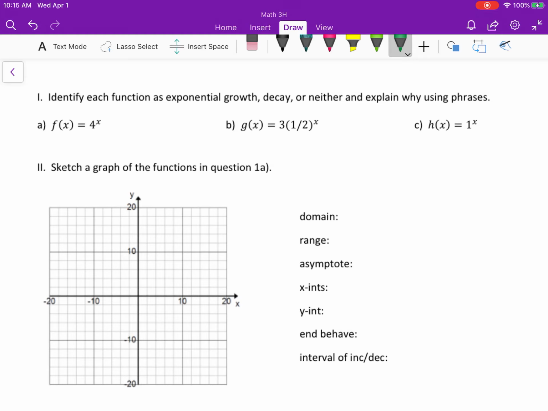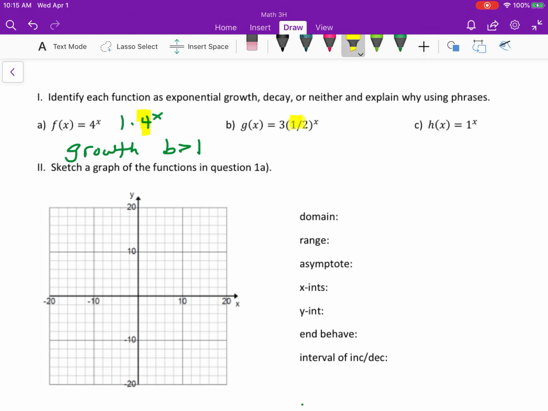Now, A is f of x equals 4 to the x. That's really 1 times 4 to the x. I like to put that in there because kids don't remember that. But it's not important here because I'm looking at the growth rate of 4. Well, is this growth or decay? Obviously, it's growth because that 4 is bigger than 1. Remember, the 4 is the b, the growth rate.